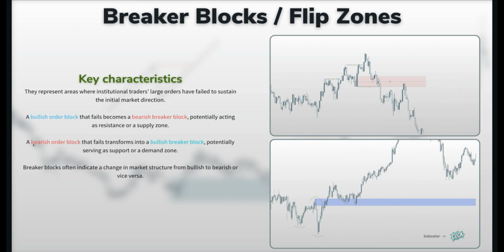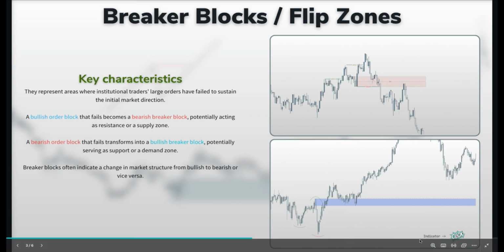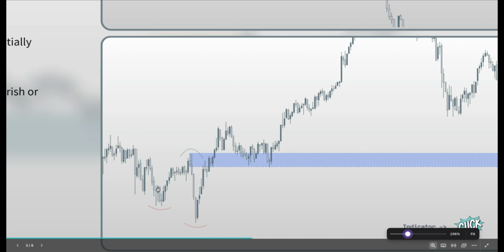Now here, a bearish order block that fails transforms into a bullish breaker block, potentially serving as a support or a demand zone. Now here, let me zoom in real quick for you guys. You can see we had a lower low, higher high, lower low. What did price do? Break over this high, turns that into a bullish breaker block, right? Price comes down, taps into it, and then goes back up.